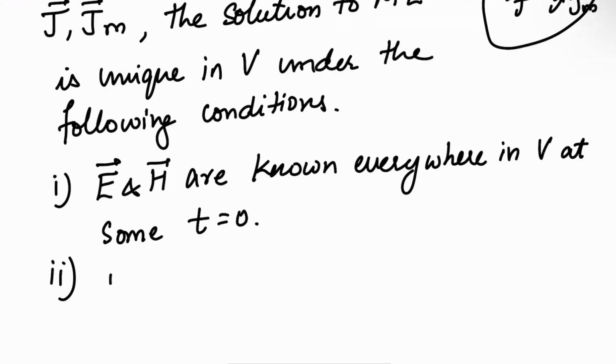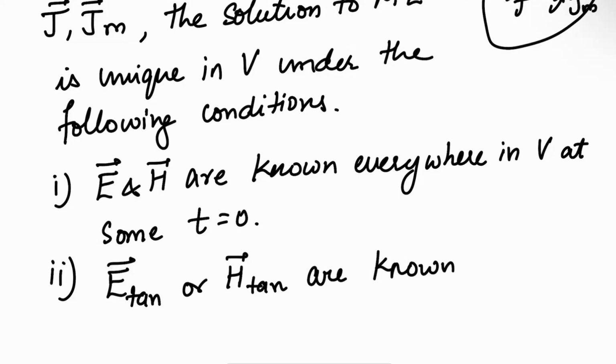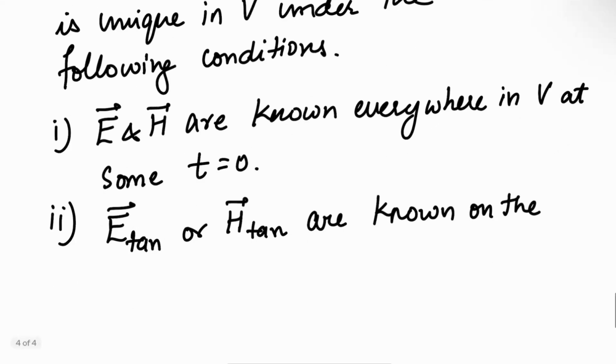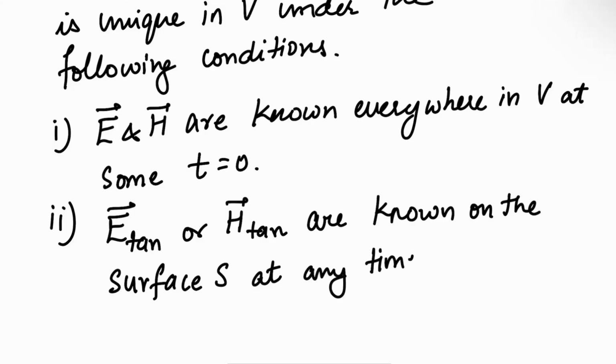And the second condition is that E or H, we should actually say tangential components. So E tangential or H tangential are known on the surface S at any time t. So this is essentially an initial condition, and this is a boundary condition.